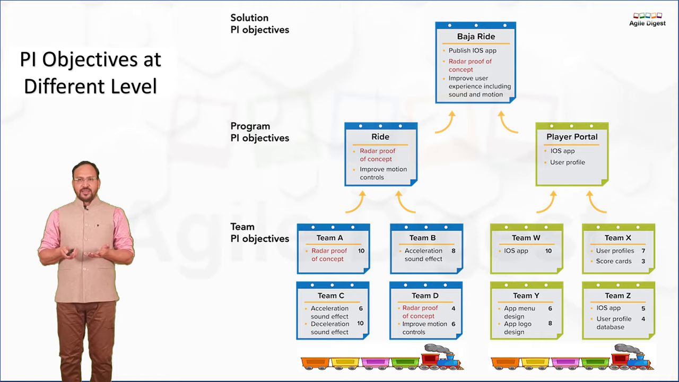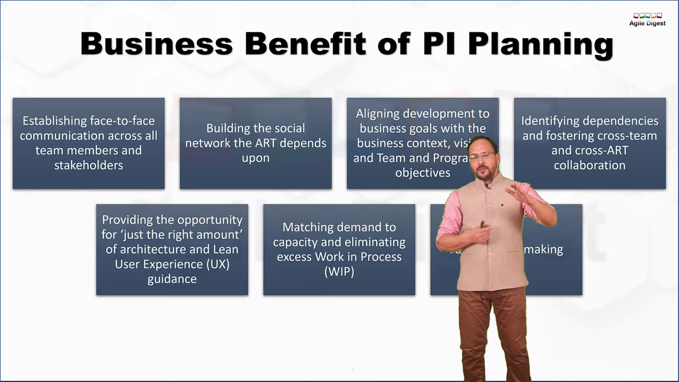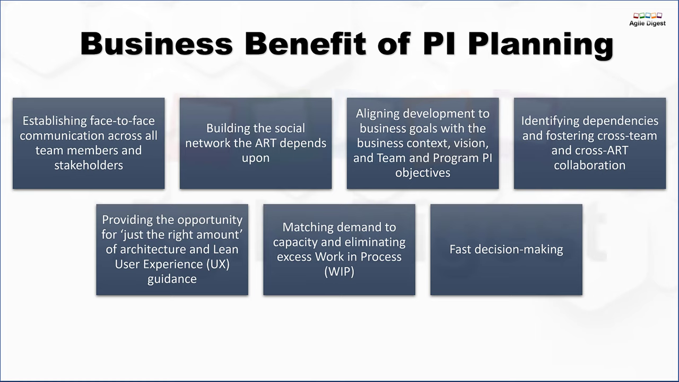Okay, so this is the last slide where we'll talk about the business benefits of PI planning. I'll just read it out. You can also pause the screen and read it. The first one is establishing face-to-face communication across all team members and stakeholders, building the social network the ART depends upon. Aligning development to business goals with the business context, visions, and team and program PI objectives. Identifying dependencies and fostering cross-team and cross-ART collaboration.